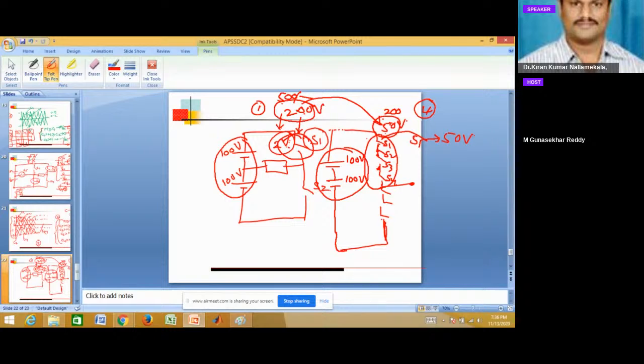That is the beauty of multi-level inverters: low voltage rating switches can be used in high voltage applications. The input voltage is 200 volts, but each switch requirement here is only 50 volts. Similarly, if you increase the number of levels, like an 11 level or 13 level inverter, you can even use 10 volts or 15 volts switches.